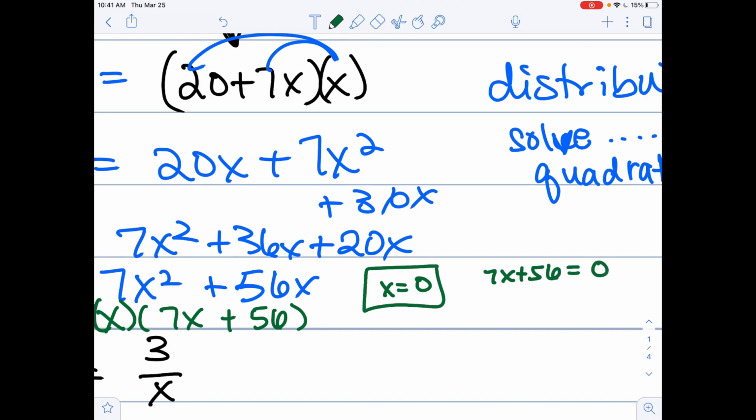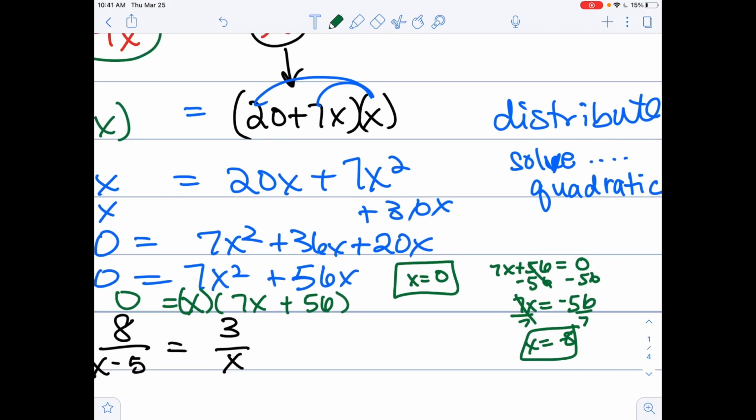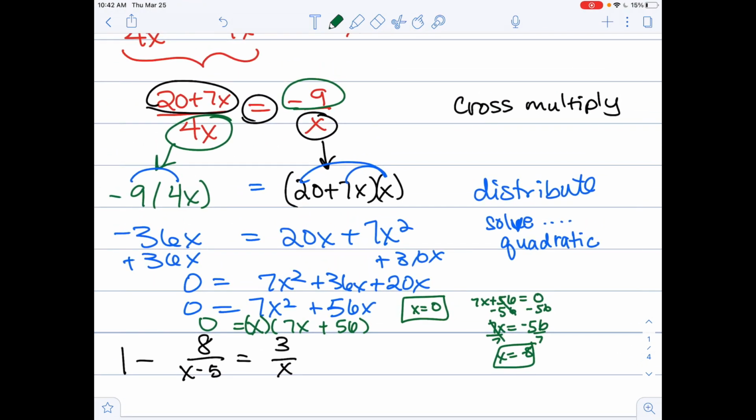So we're going to solve for 0. That's it. Subtract the 56. And then divide by 7. All right, so this is what we get. Now, we want to go back and make sure before we finish that both of these are going to work.